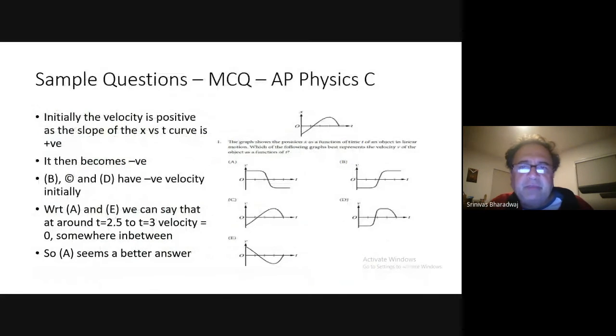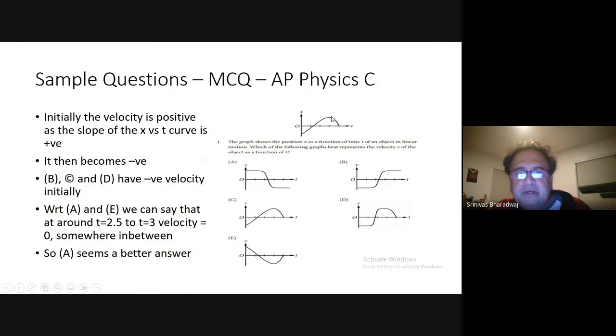Now here is a sample question from AP Physics C. The graph shows the position X as a function of time, X versus T, of an object in linear motion. So there's an object moving in a straight line, linear motion only along the x-axis. Which of the following graphs best represents the velocity? The derivative of the position gives the velocity. So this is approximately linear, right? It is positive, so roughly A.